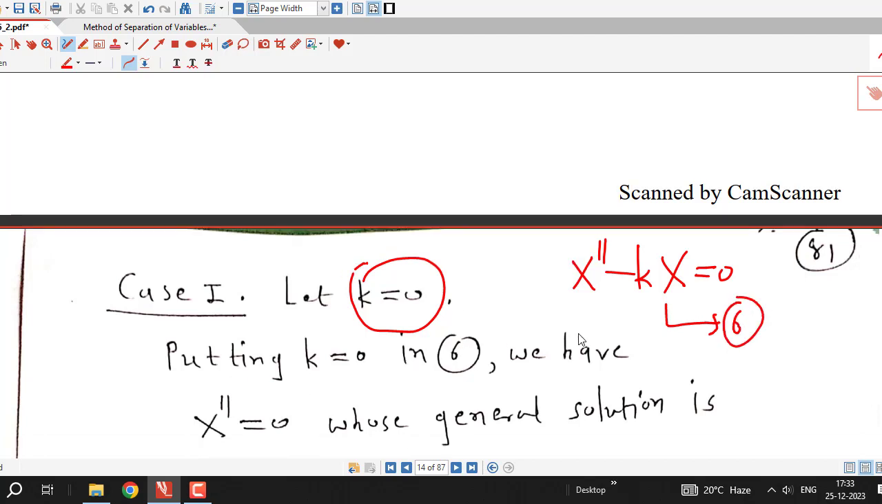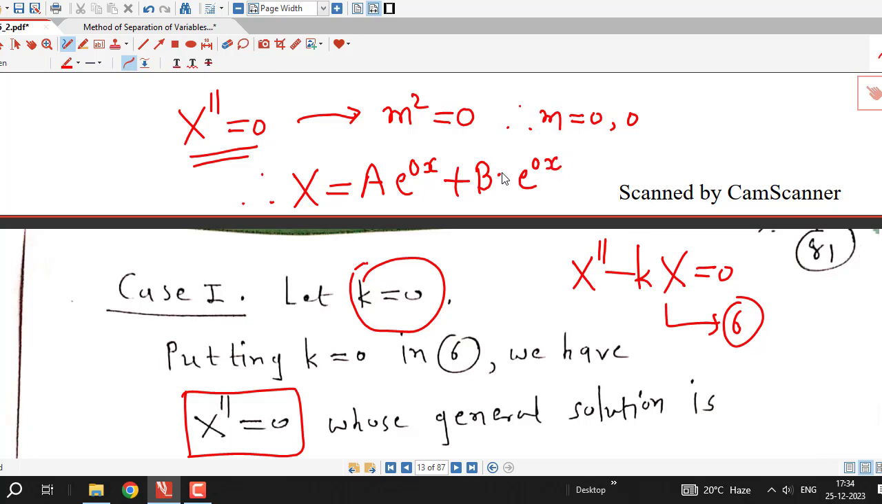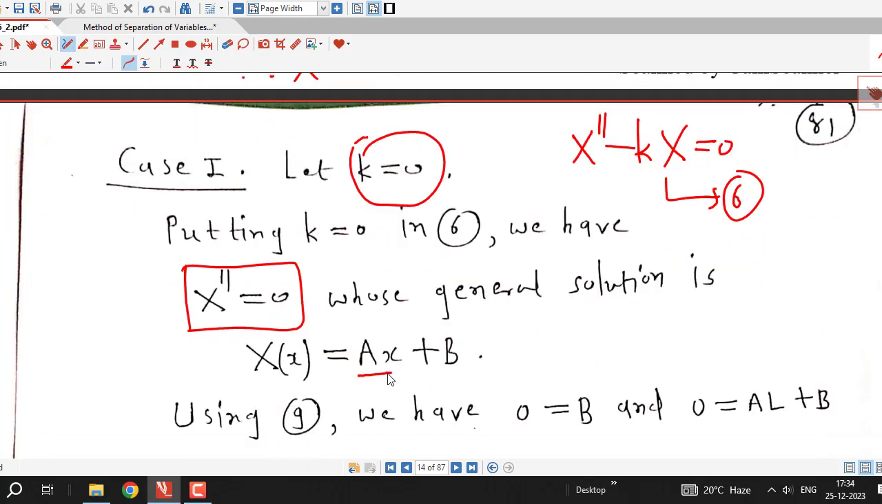If I take k equal to 0 in 6, I will have X double dash equal to 0. This is a homogeneous linear ordinary differential equation, and its auxiliary equation is m square equal to 0. That means m equal to 0, 0. Therefore, solution is given by some arbitrary constant a into e raised to 0x plus another arbitrary constant b into e raised to 0x times x, and this is a plus bx, or we can write ax plus b if I interchange a and b. This is the general solution of this differential equation if k equal to 0.